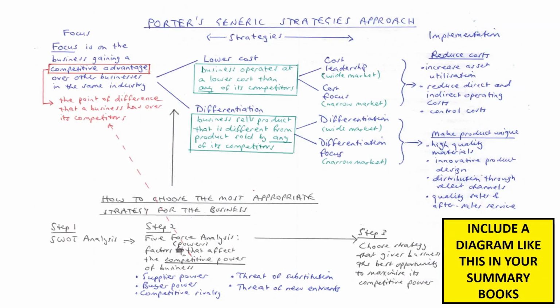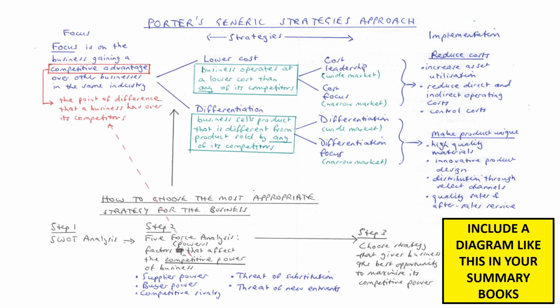Now we come to your summary books. To help you to understand and remember the information that we've covered in these 2 videos on Porter's generic strategies approach, I suggest that you include a diagram like this in your summary books. This diagram summarizes the information contained in this video on the top half and the information contained in the first video on the bottom half. However, this is only a skeleton diagram, and you should think about how you can add more detail to this diagram if that would be useful to you.